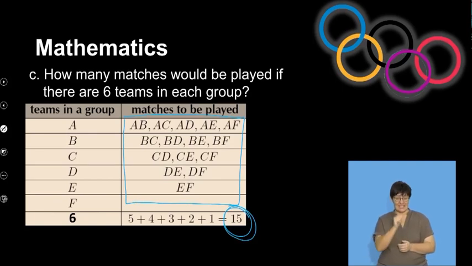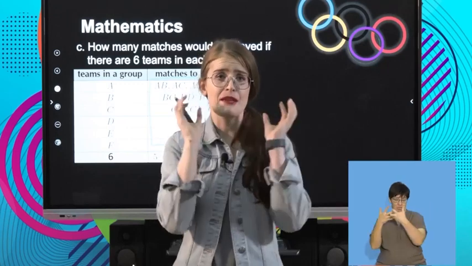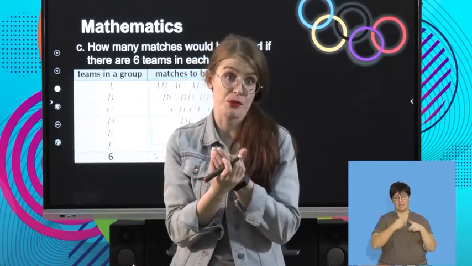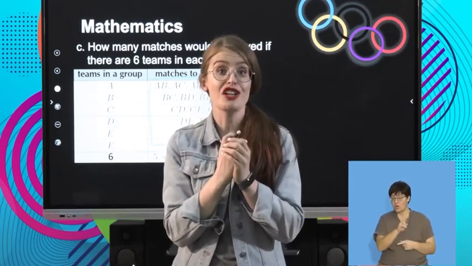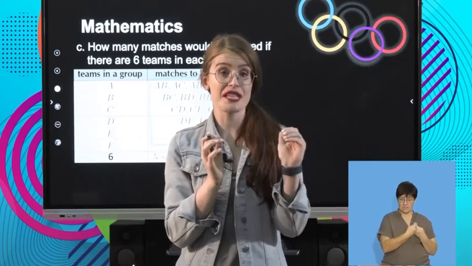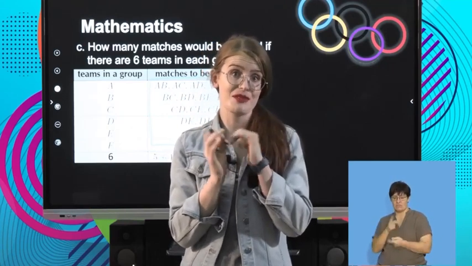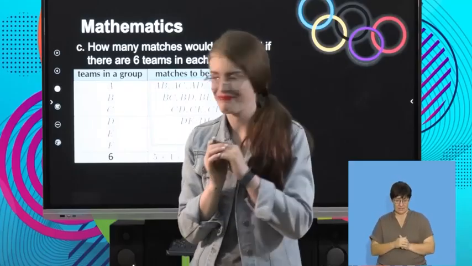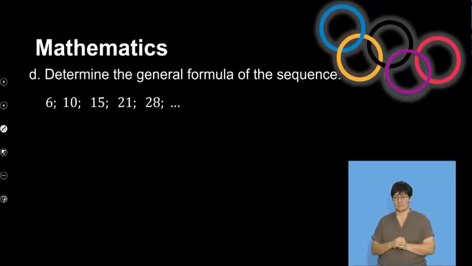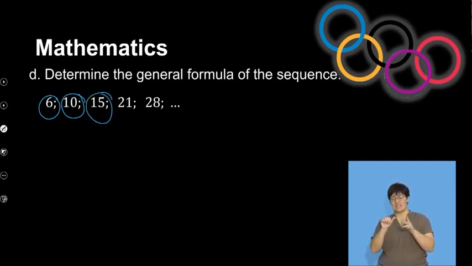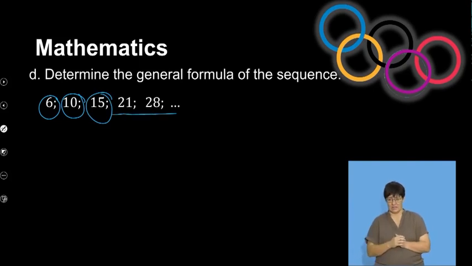So guys, I hope that you can see that all that's been happening on the grids behind me is matching teams together and seeing how many games would have been played. We're now going to look at the amount of matches for 4 teams, 5 teams, and 6 teams to see if we can determine the pattern. So we can see that we had 6 games for 4 teams, 10 games for 5 teams, 15 games for 6 teams, and it's going to go on and on.